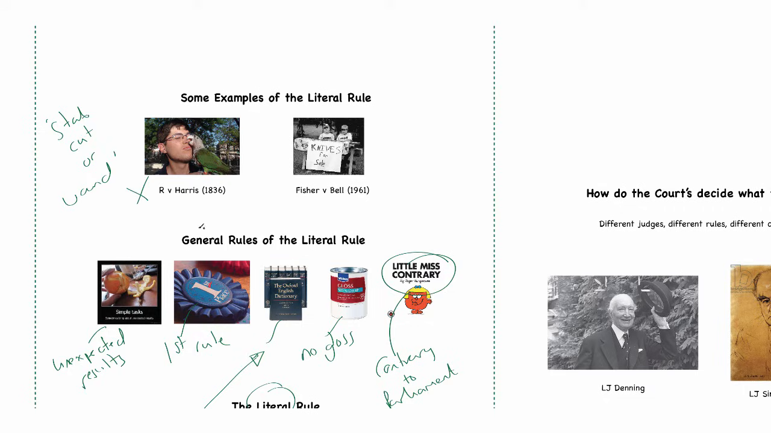In Fisher versus Bell, the defendant had a flick knife displayed in his shop window, and that flick knife had a price tag on it. The statute in this instance, the Restriction of Offensive Weapons Act 1959, made it a criminal offence to sell or offer for sale such flick knives. Now the court applied the literal rule of statutory interpretation again.